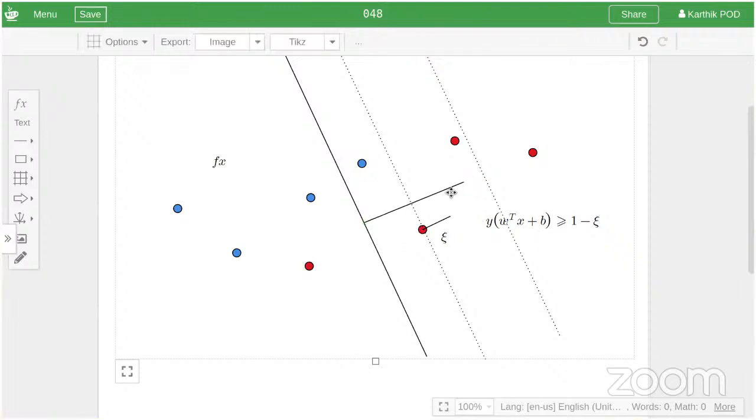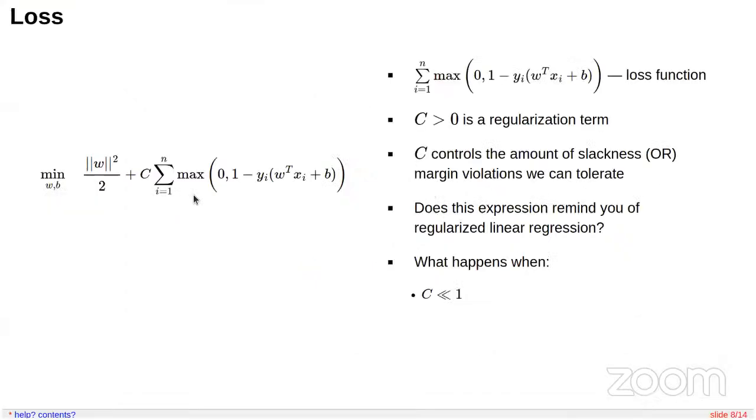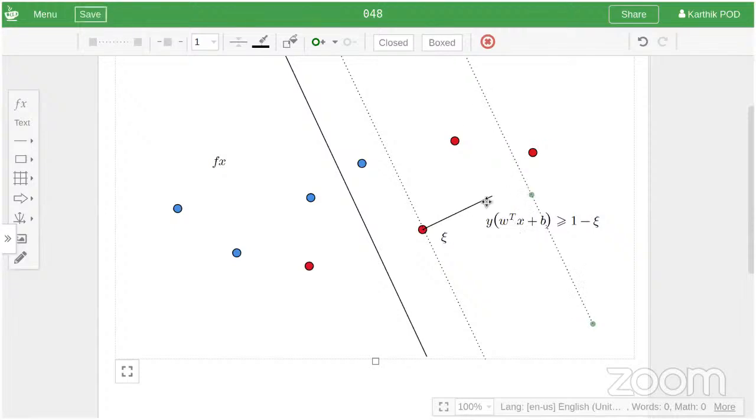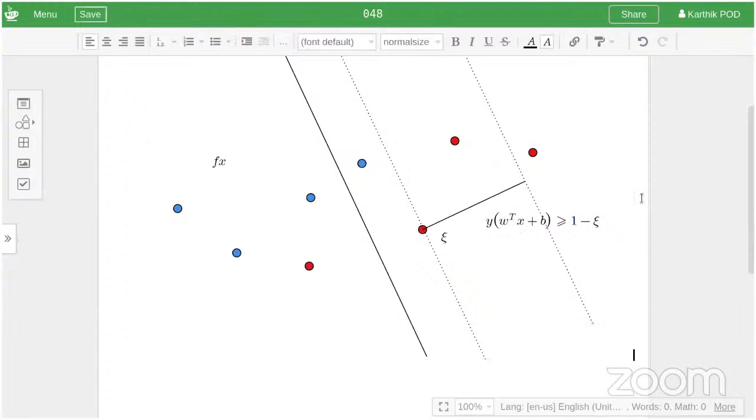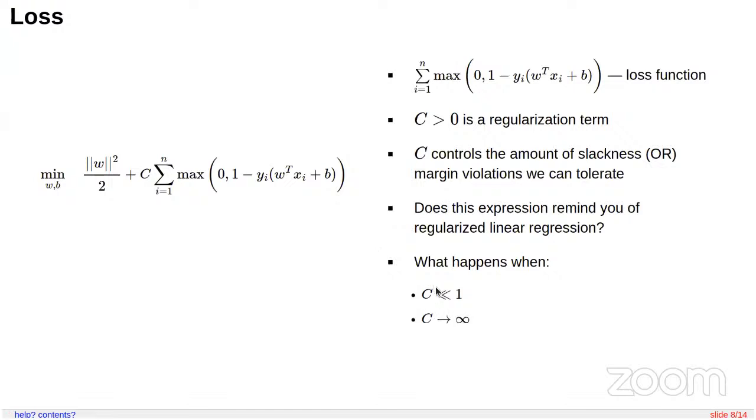Does everyone see that? If C is very small, whatever error is being computed, we are multiplying it by a very small number. So my slack doesn't matter much in this case. I am given a free rein over my margin, so I can make it really large. Right. So this is what happens when C is much less than 1.